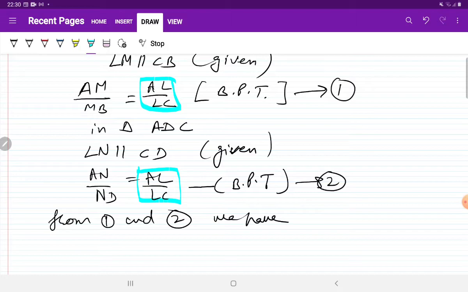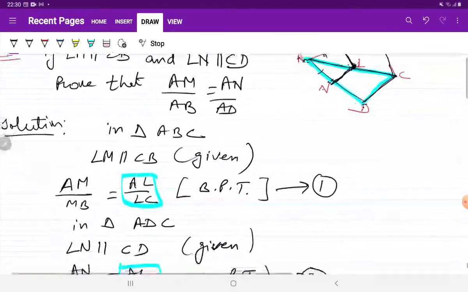If we are comparing two equations and their right side or left side is equal, the other side automatically will be equal. So I now have my right side, AL upon LC is equal to AL upon LC. So this implies their left side will also be equal. So this implies AM upon MB is equal to AN upon ND. Okay. So come to the diagram.